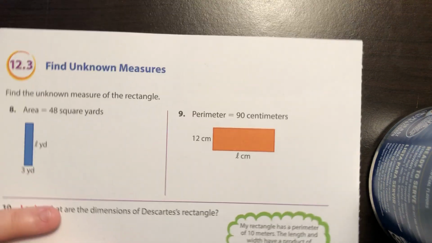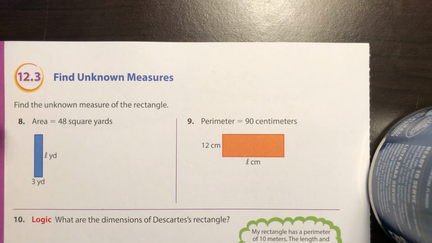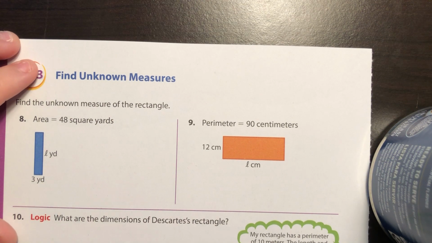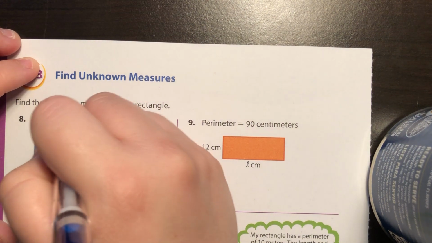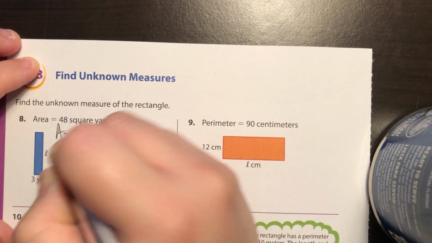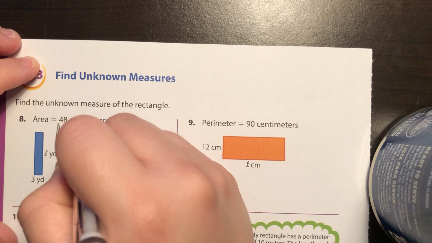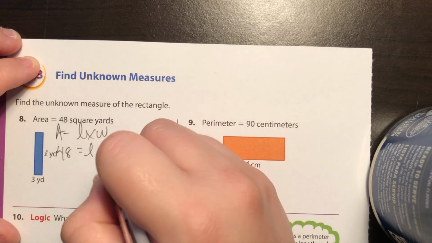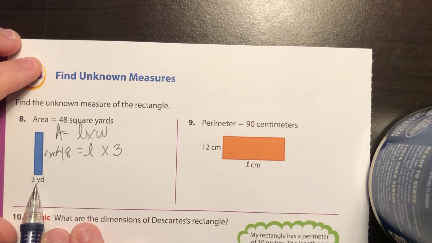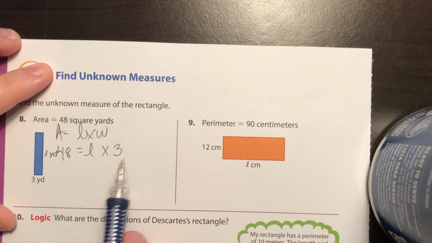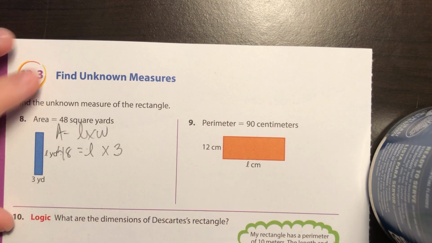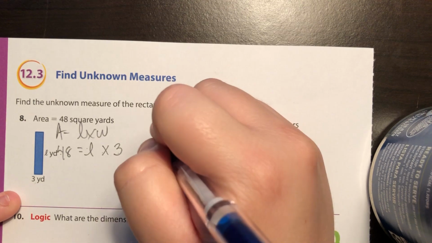Sorry about that. Okay, find unknown measures. So, find the unknown measure of the rectangle. So, if the area equals length times width, and they give you that the area is 48, they don't give you the length, but they do give you what the width is. So we got to figure out 3 times what equals 48. The best way to do that is to divide.